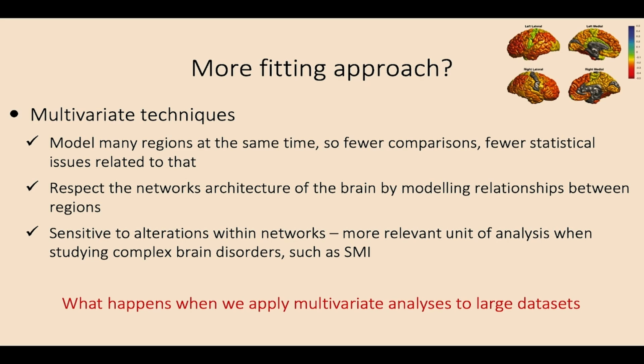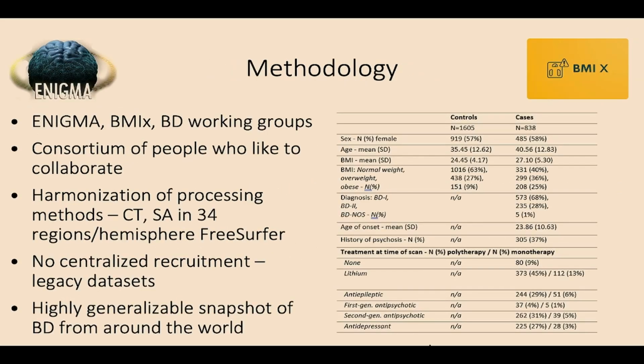Now, the question is what happens when we apply these multivariate analyses to large data sets? And to answer that question, we partnered with the ENIGMA consortium, which is a consortium of people who like to collaborate. ENIGMA provides harmonization of the processing, but not harmonization of the recruitment. There's no centralized recruitment. People can use their legacy data sets that they collected for whatever reason. Now, this is considered by many to be a limitation.